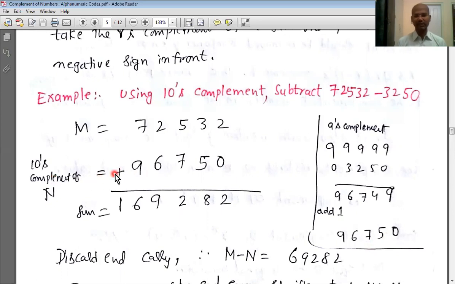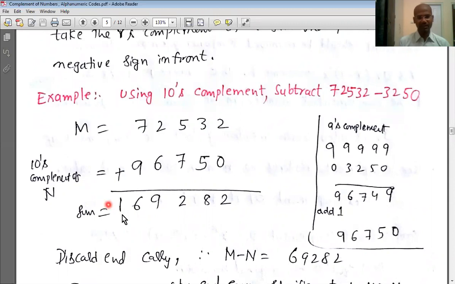Now in order to perform subtraction, we have to add these two numbers, m and the 10's complement of n. So this is our answer, 2, 8, 2, 9, 6, and we got one extra one. This extra one means we are performing 5-digit addition, but we got a 6-digit answer.